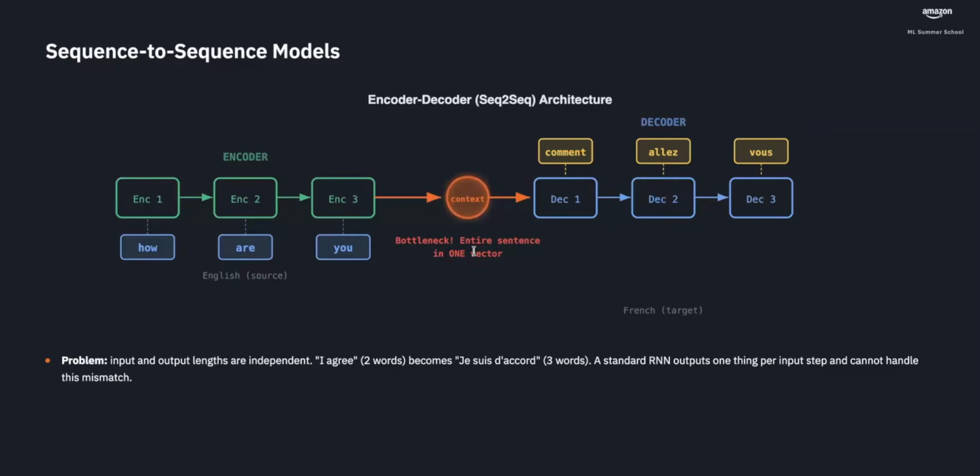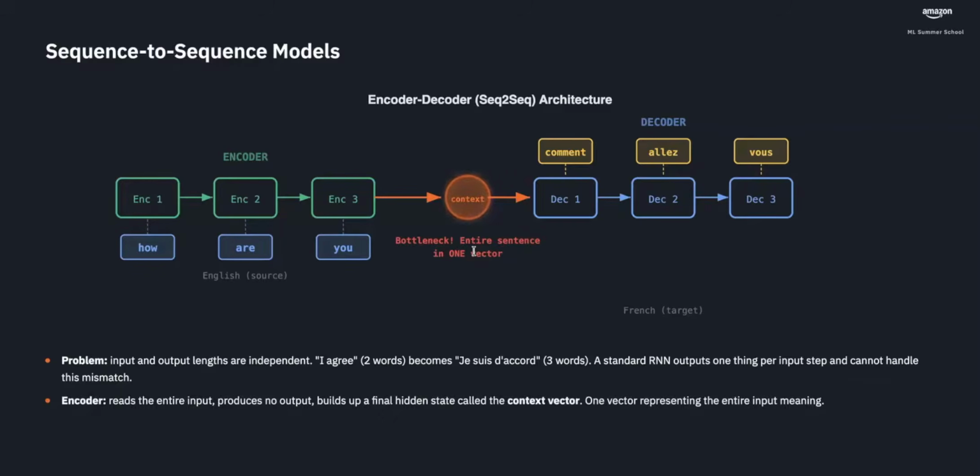When you ask Alexa a question, your question might be of 10 words, but the answer could be of 2 or it could be of 20. When you summarize a 500-word article, the summary might be 50 words. The input and output lengths are completely independent, and a standard RNN simply cannot handle that mismatch. So the solution is to split the job into two completely separate phases.